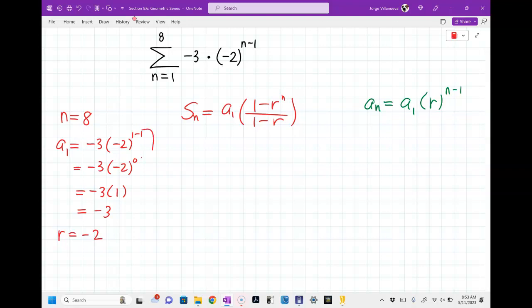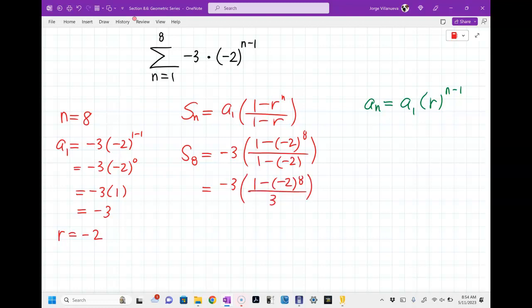So yeah, this was more work than I needed it to be. But that's okay. All right, let's plug everything in. S sub 8 is equal to a sub 1, which is negative 3, times 1 minus negative 2 to the 8th, divided by 1 minus negative 2. Yeah, that is my value. Now, 1 minus a negative 2 on the bottom becomes 3, so I'll be able to simplify a little bit. The 3's will cancel, but the negative will stay there. So it's going to be negative 1 minus negative 2 to the 8th.